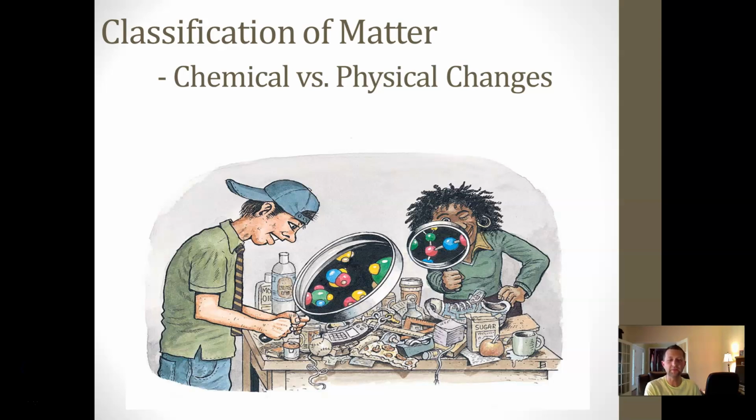This is Mr. Krowski. Today we're going to talk about chemical versus physical changes, chemical versus physical properties, and we'll wrap it up with a little discussion about metals, nonmetals, and metalloids, which go back to classifying matter and looking at what type of elements we have on the periodic table and where they're located. So let's start with chemical and physical changes and properties.